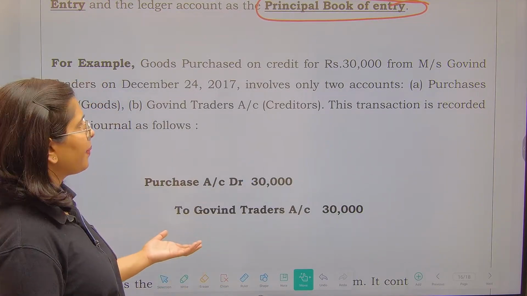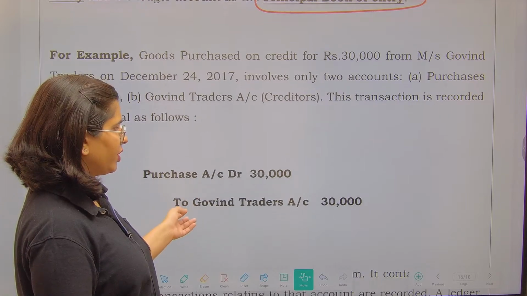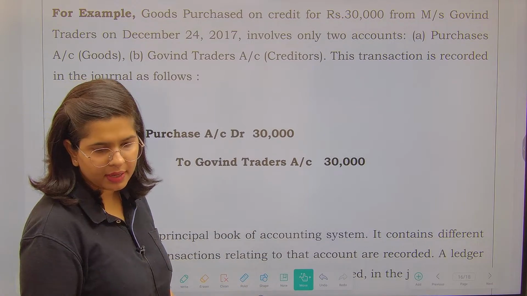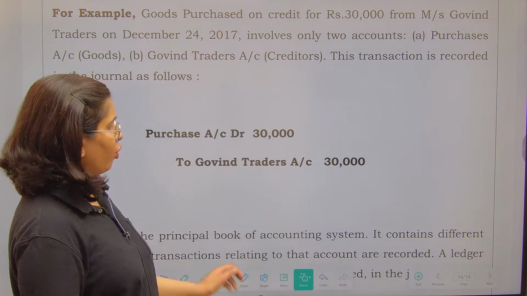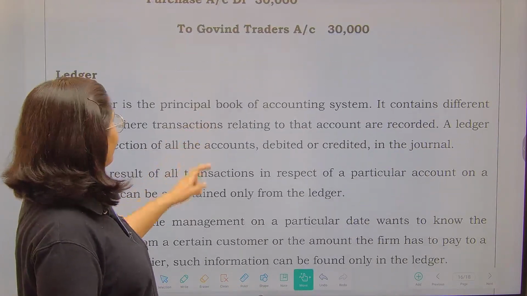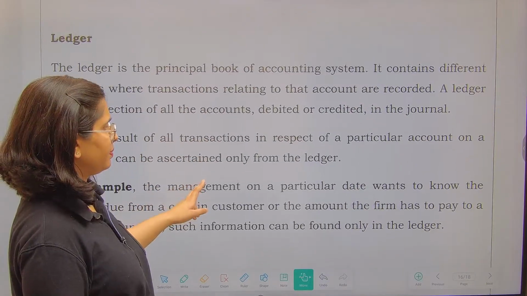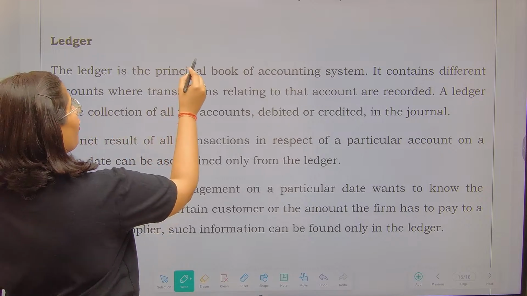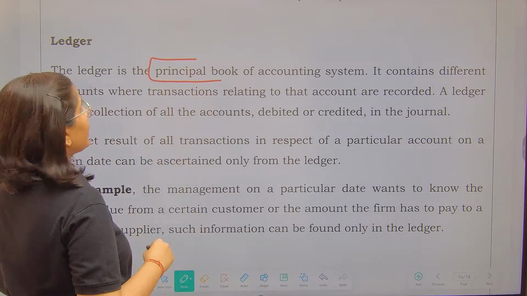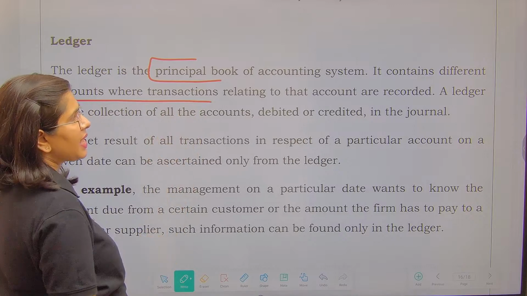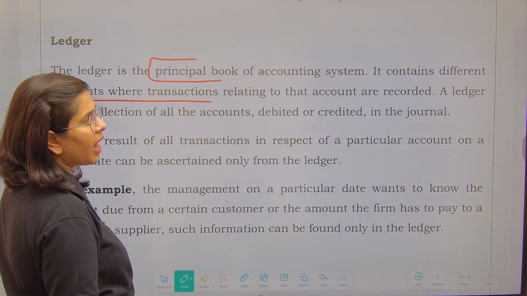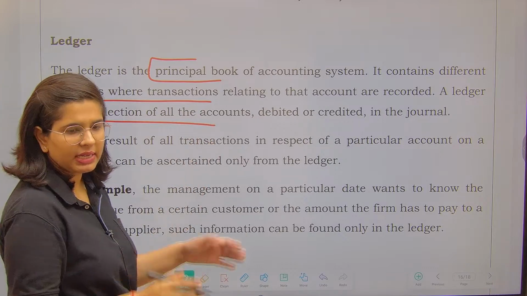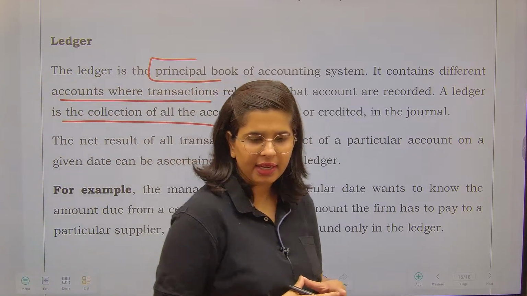Now this example I have taken: purchase to Govind Traders. You have purchased a certain item, so purchase account is debited, as well as to Govind Traders account. Now next is the ledger. The ledger is the principal book of the accounting system. It contains different accounts where transactions relating to that account are recorded. A ledger is the collection of all the accounts which have been debited as well as credited in the journal.